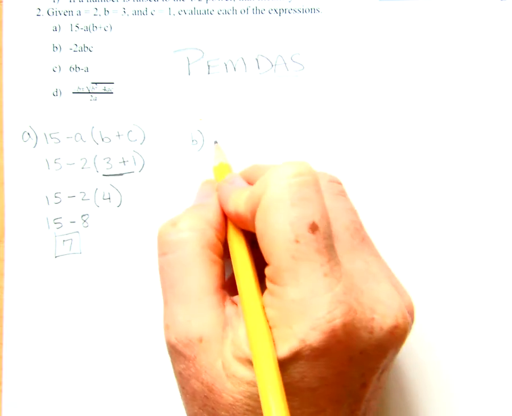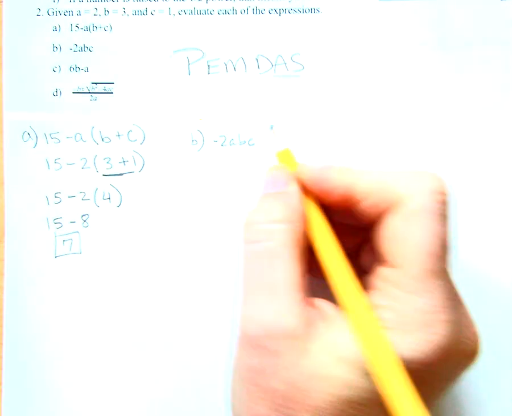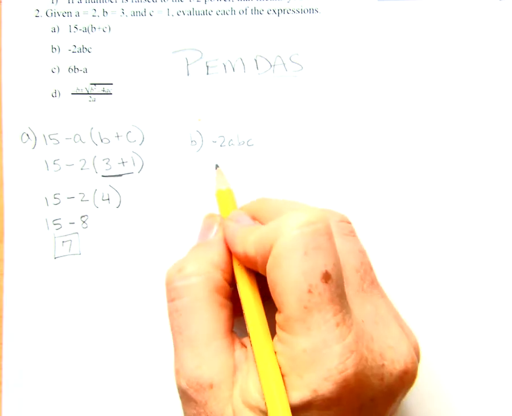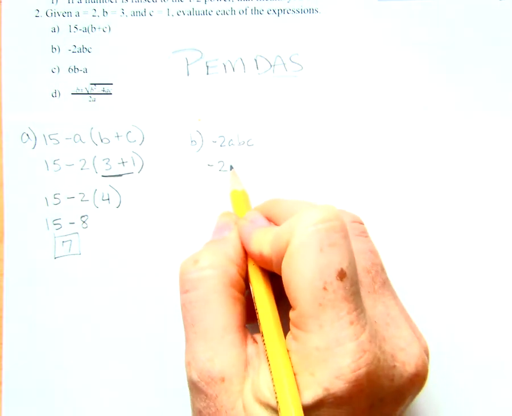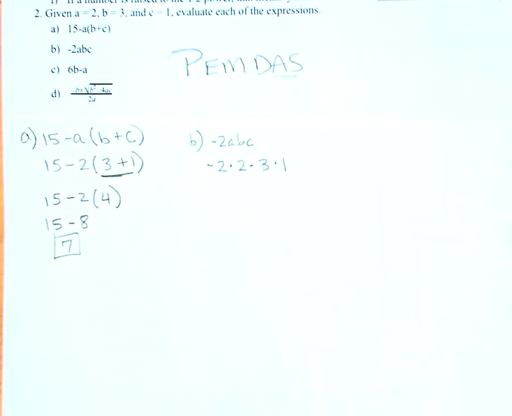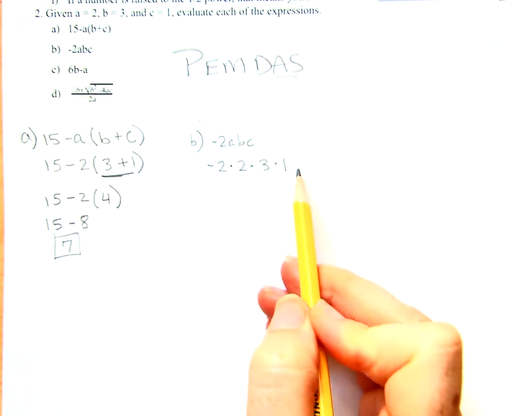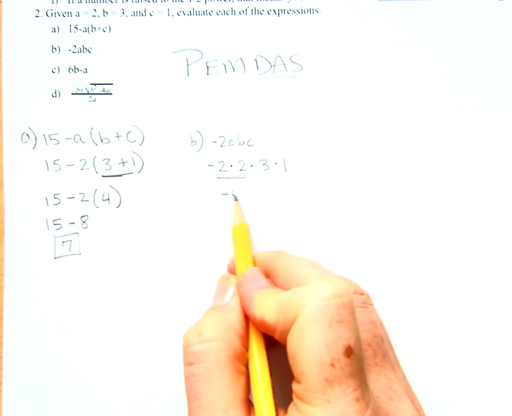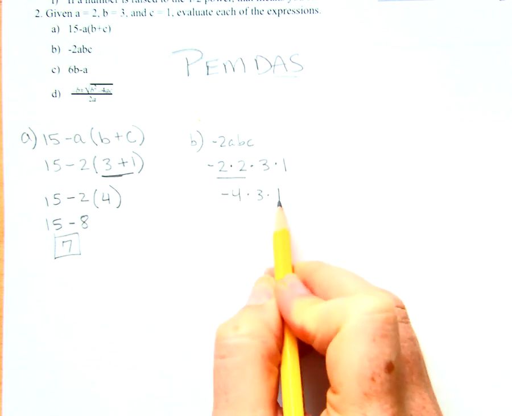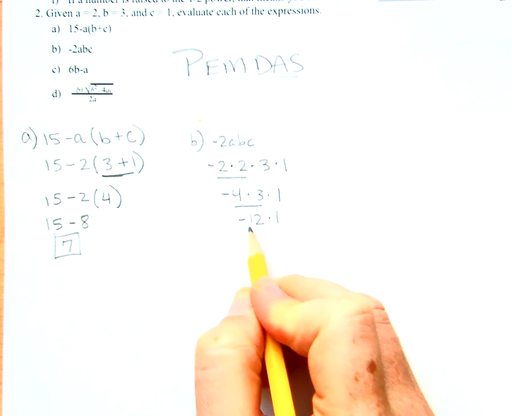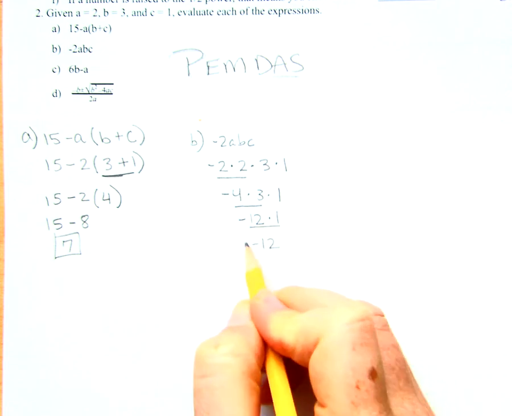B says negative 2 ABC. When numbers are written next to each other like this, that means multiplication. So if I plug in, that would be negative 2 times 2 times 3 times 1. I'm just doing multiplication from left to right. Negative 2 times 2 is negative 4, and negative 4 times 3 is negative 12, and negative 12 times 1 is negative 12.